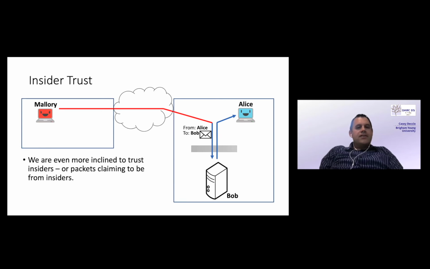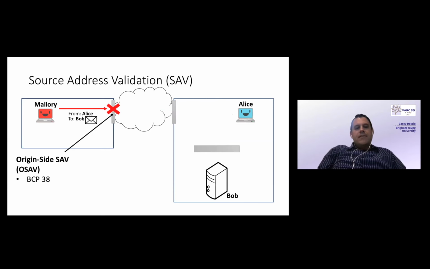Now we can extend this model and talk about insider trust. Inside a network where Bob is a server and Alice is a client, you'd think Bob would inherently trust clients, including Alice, that are within his own network. They're more inclined to trust those insiders. But what if Mallory, from some outside network, spoofed a packet claiming to be from Alice, which then crossed the internet, entered that network boundary, and arrived at Bob? That would be problematic.